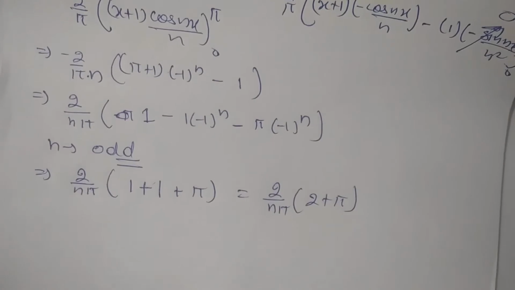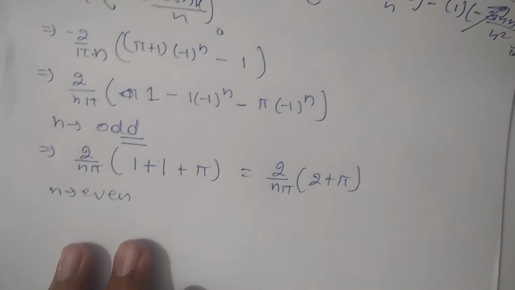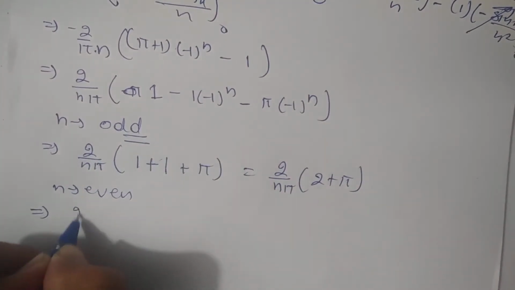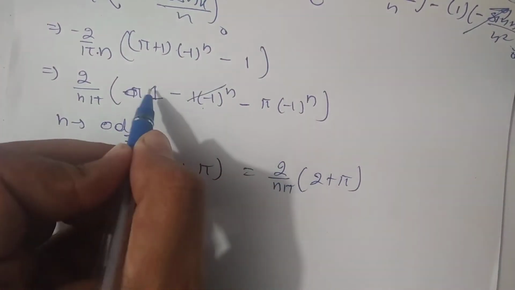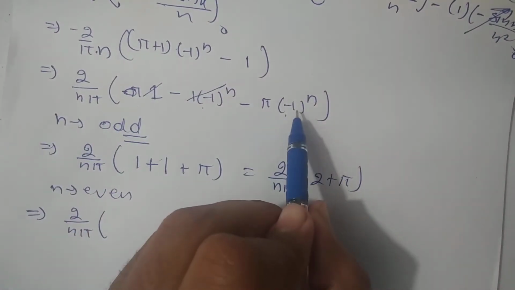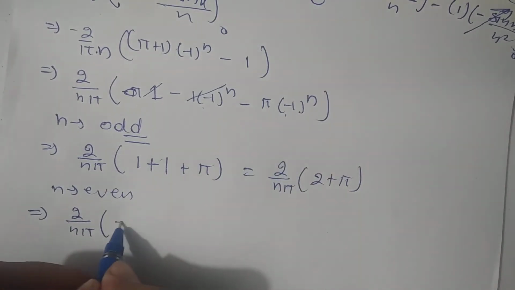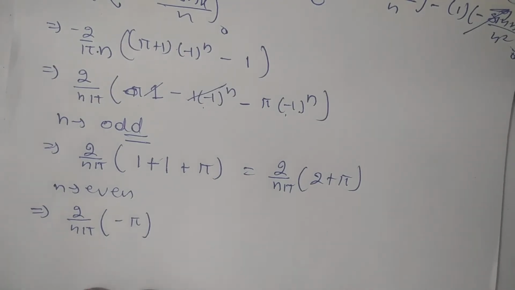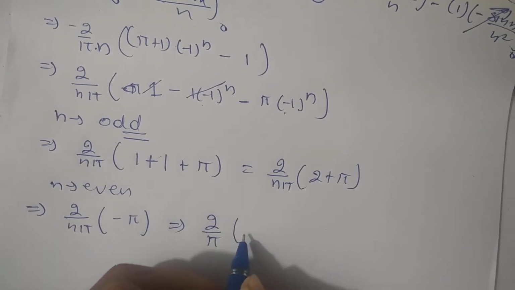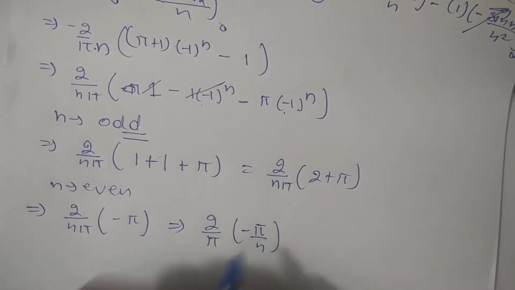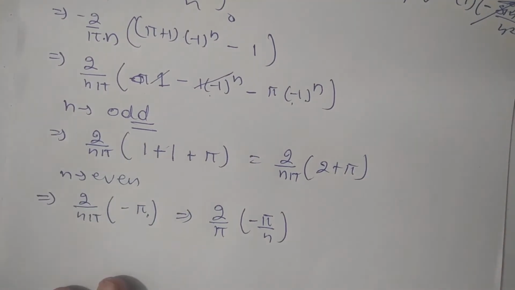So this will be the relation for the odd number of terms, and for even number of terms, this value will turn into 2 by n pi, bracket start, this value will be negative, so 1 will cancel out 1, and this value will be plus 2, then this will be minus only, and this value will be minus pi only. So this will be 2 by pi, I will put it over there, and minus pi by n inside. Okay, so that is for even numbers and that is for odd numbers.